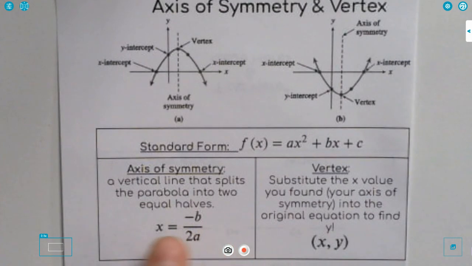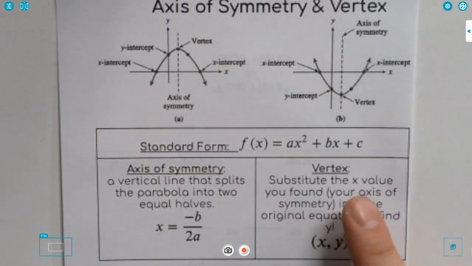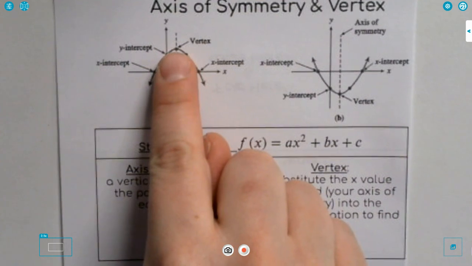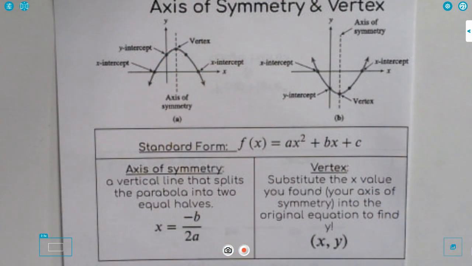The axis of symmetry is a vertical line that splits the parabola. This U-shaped graph is called a parabola, and the line splits it into two equal halves. Think of a butterfly being symmetrical: the axis of symmetry is the line that would chop your graph perfectly in half. Your vertex is going to be that top middle point or that bottom middle point.